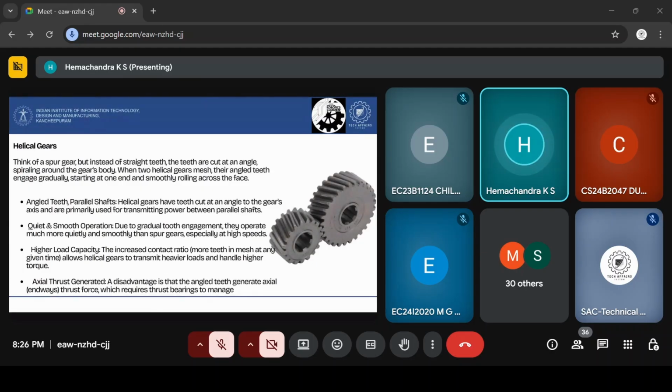Unlike spur gears, these won't cause much noise if they run at high speeds because of the smooth rolling across their faces. It's the advantage over spur gears.